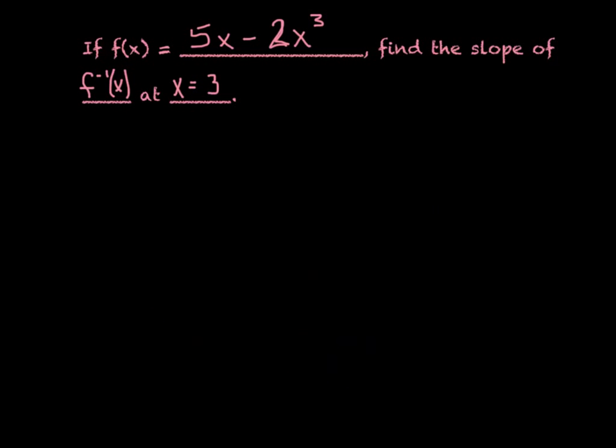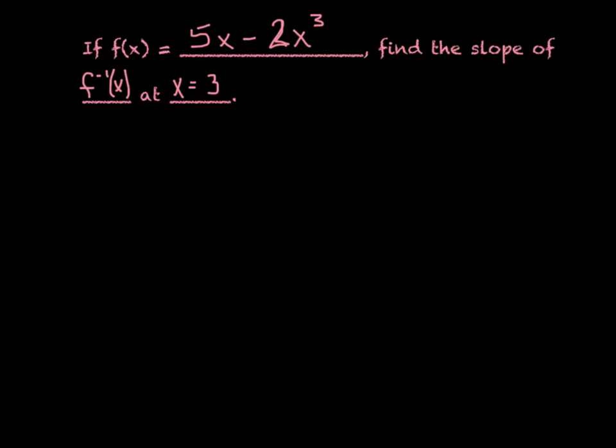Okay, we're finally ready to sink our teeth into one of these problems. So this is the first of 3 examples we're going to do. Pay attention very carefully on this one, and then when we get to the next one, I'll encourage you to pause it and try it on your own. So we've got this given function. f of x is going to be 5x minus 2x cubed, and they want us to find the slope of f inverse at the moment when x equals 3.